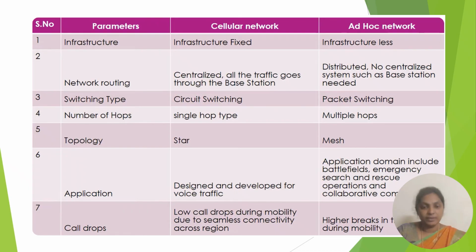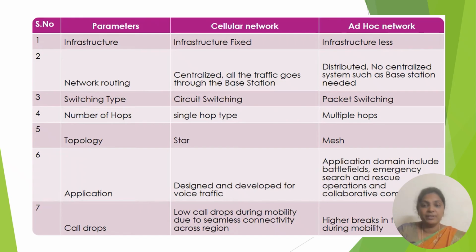As per the concepts which we have discussed now, the comparison is defined over here. So in the cellular network, it has a fixed infrastructure, whereas in ad hoc, it doesn't have. And then what about the packet routing or the network routing? It is a centralized activity in cellular network. All the traffic has to go through the base station only. Whereas in case of ad hoc, it is distributed. So the packets will take its path without going to any particular base station or access point.